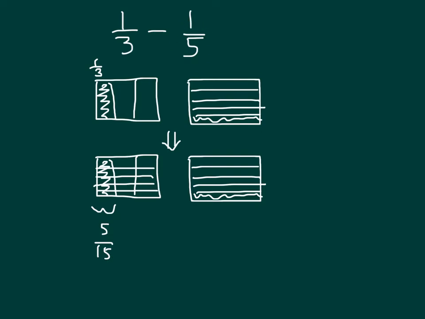Just as before with 1/5, we'll draw 2 lines to divide it into 3 equal parts. Remember this was 1/5, and when we make that equivalent fraction, we are now looking at 3/15. So 1/3 was equal to 5/15, and the 1/5 equivalent fraction was 3/15. So we have 5/15 minus 3/15, which is equal to 2/15.